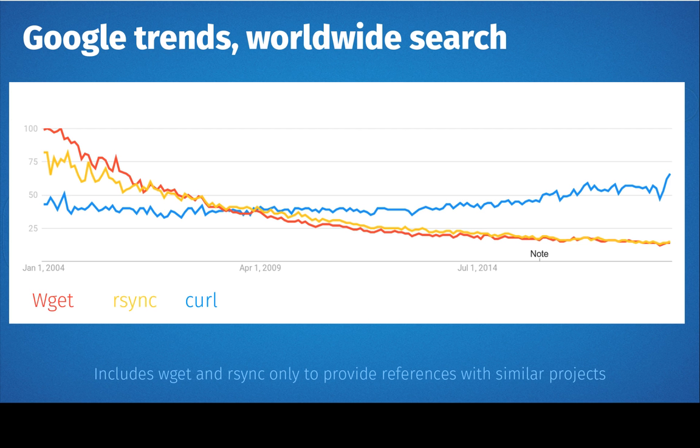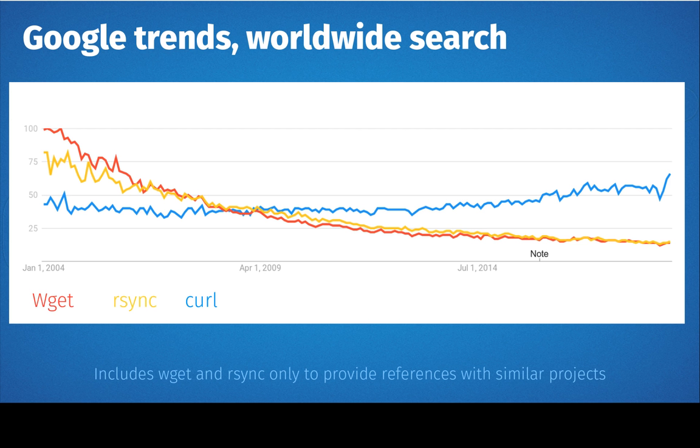It says a note there that they changed their algorithms. I don't know. It seems to have made some impact on the curl curve, but I don't know. I think it says that. People are still searching for curl. I don't know if that's good or bad. I think it's good.